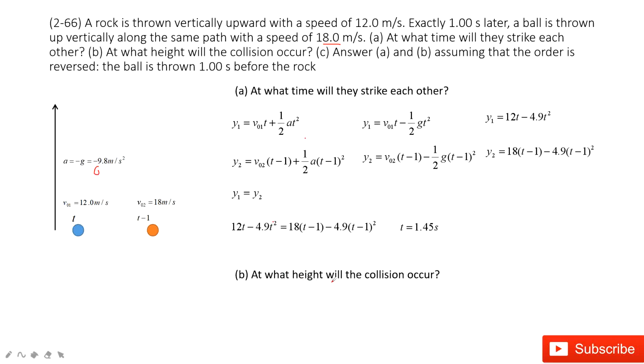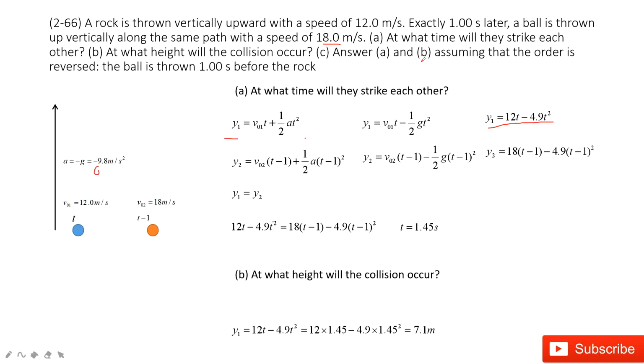And at what height will they meet? We need to find y1, since y1 equals y2. Y1 is 12t minus 4.9t squared, and we input t and find the displacement, the position for y1. The second part asks you to answer questions A and B again.